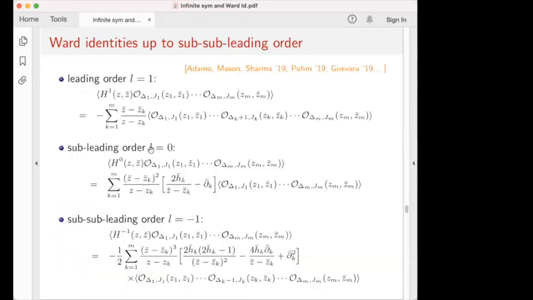We can take different values for l. For example, at leading order, l equals 1, we have this simple formula. One can show that this is equivalent to the leading soft graviton theorem with positive helicity after doing a Mellin transformation. And similarly for the subleading and sub-subleading soft theorems.